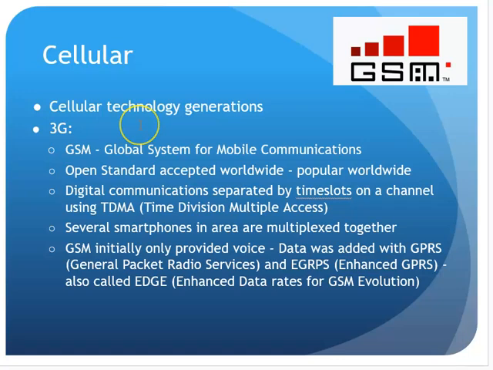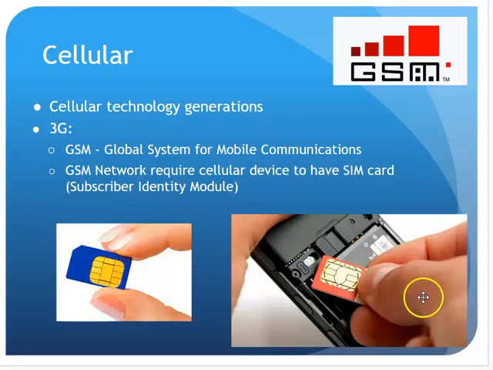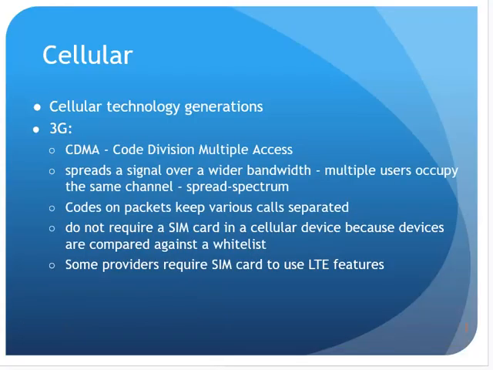So 3G GSM, global system for mobile communications. This is popular worldwide. Using these types of technologies, time division multiple access, time slots were allocated for users, and then several smartphones in an area were multiplexed together. You might have even remember running into or dealing with SIM cards, having a SIM card to basically be on that network. I remember changing SIM cards, moving from carrier to carrier.